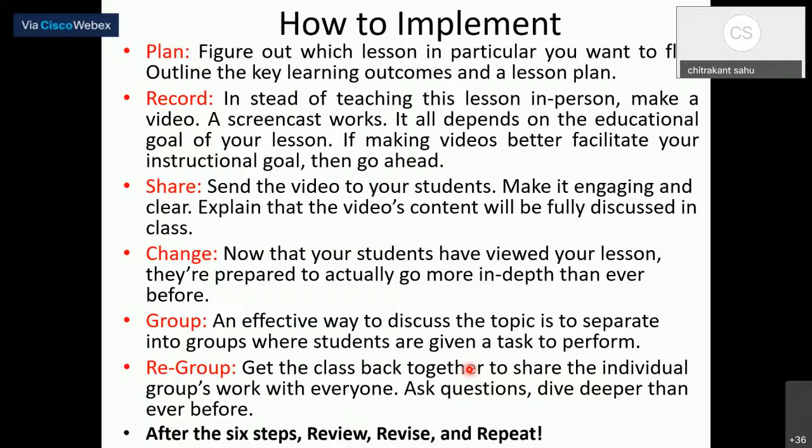Group: you can group the students and discuss activities related to the particular topic, and know what the students are thinking about it. Regroup means getting the classwork back together to share the individual group work with everyone, so we can see what one group has done and what other groups have done. After the sixth step comes review, revise, and repeat. There is always a chance of improvement, so we review after implementing a few lectures, then revise the contents and repeat the same.